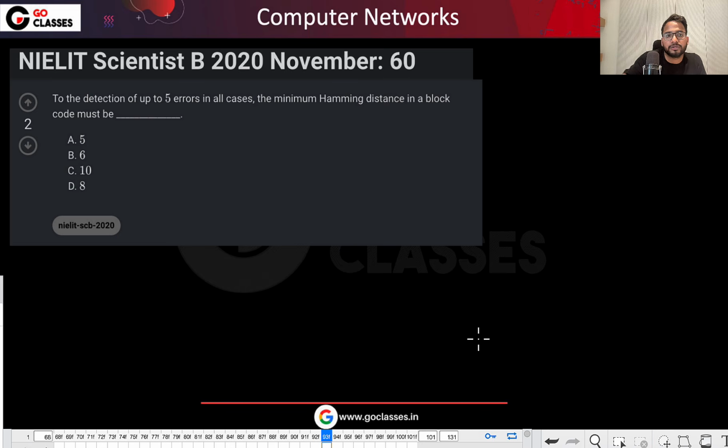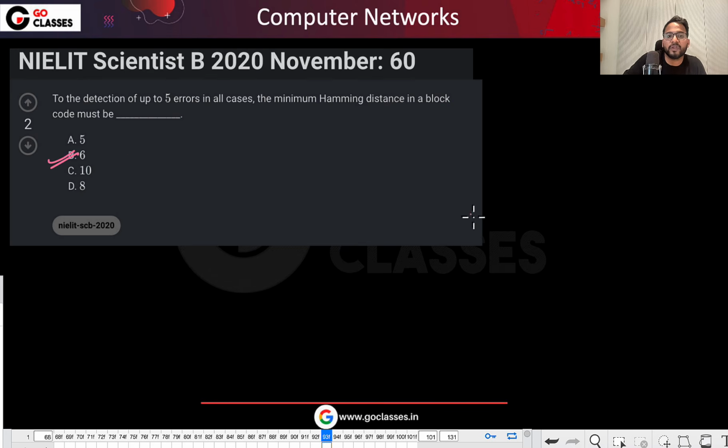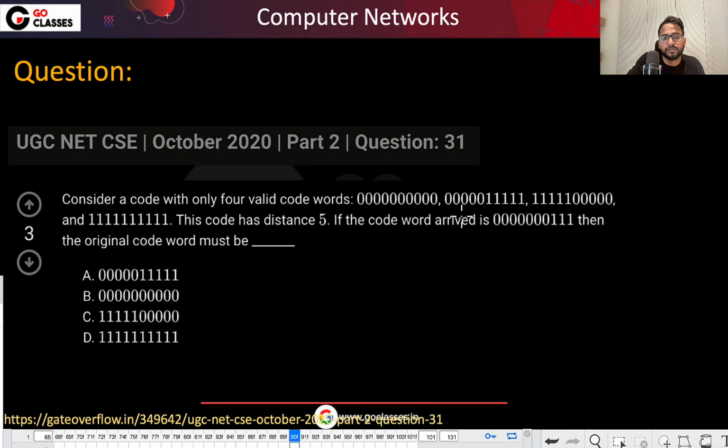Let's solve the next question. For the detection of 5 bits of error, the minimum Hamming distance in the block must be, if you want to detect 5 bits of error, which means 5 invalid words must be in between, it means 6 should be the answer, D plus 1. So 6 is the answer here. Understood? Let's solve more questions.